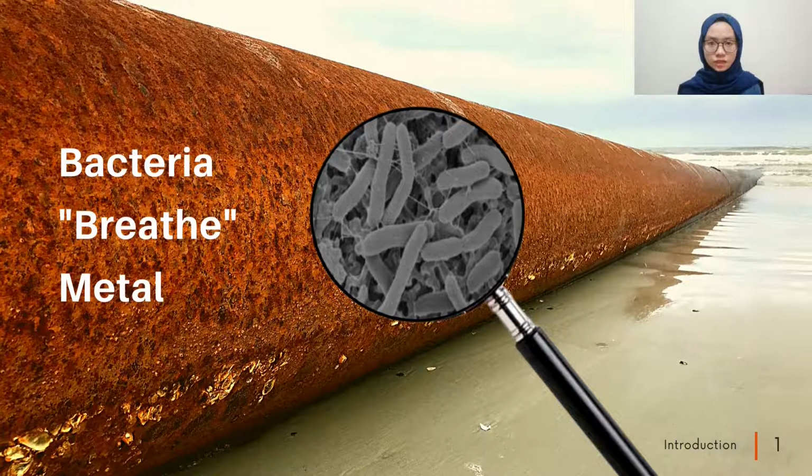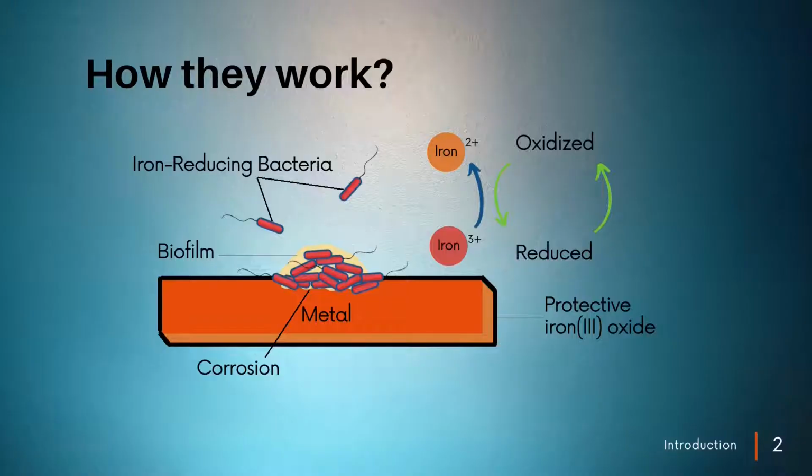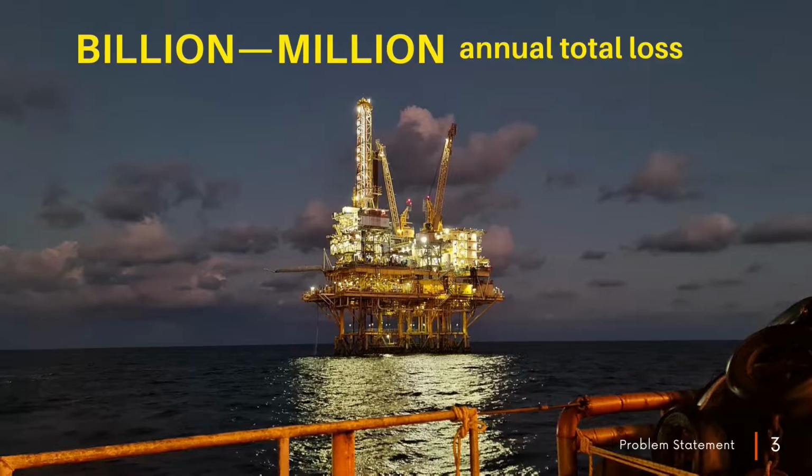Ladies and gentlemen, introducing iron-reducing bacteria. The question is how they undergo metal respiration. Imagine when metal is exposed to water, the bacteria attach to the metal surface and form biofilm. They end up reducing ferric iron to ferrous iron from iron oxide compound in the environment, subsequently altering the condition of the metal surface. Due to this, they are responsible for corrosion occurrence.